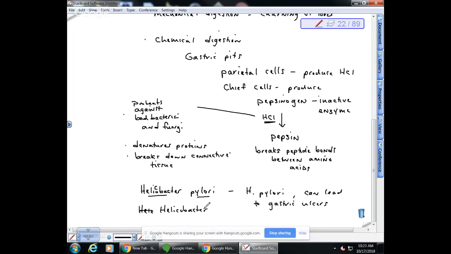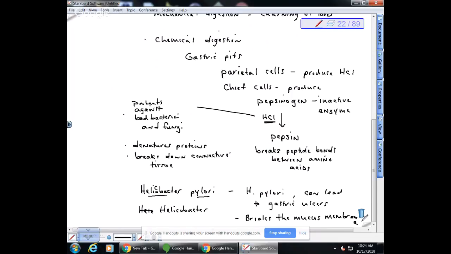Helicobacter. Okay, so this breaks through the mucous membrane. The mucous membrane is super important for protecting the stomach from self-digestion. Oops, mucous membrane, there's an E there, membrane. So anything that is destructive to the mucous membrane can also lead to ulcers.